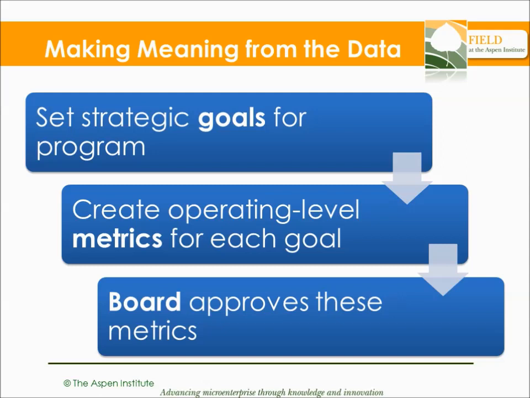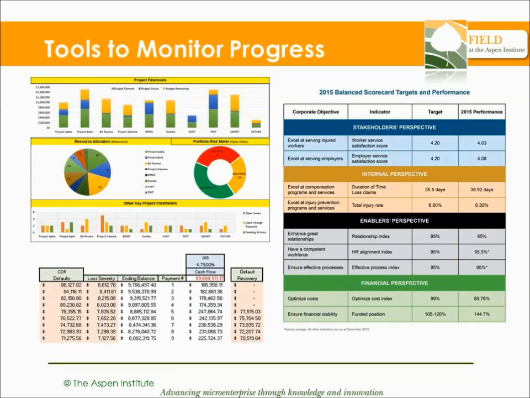Step 2 is then to create some operating level metrics to help you monitor that goal, that helps speak to that question that our colleague asked. And then third, we're going to check in with our board, and we're going to make sure that they know that's what we're doing and that they approve these metrics. So that work needs to happen first.